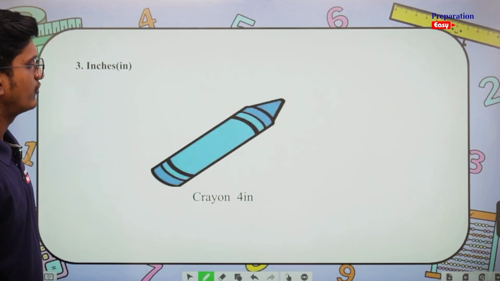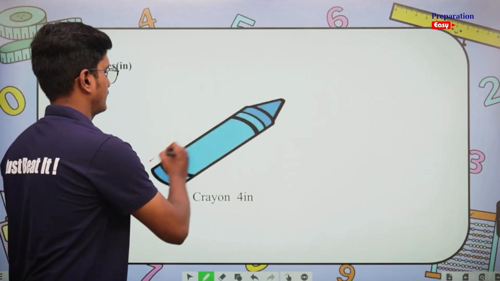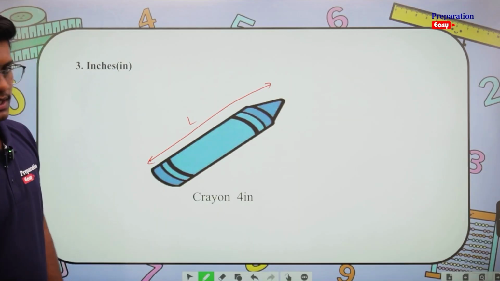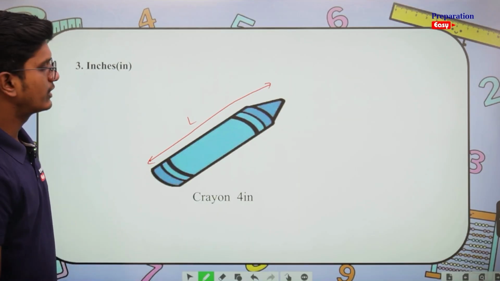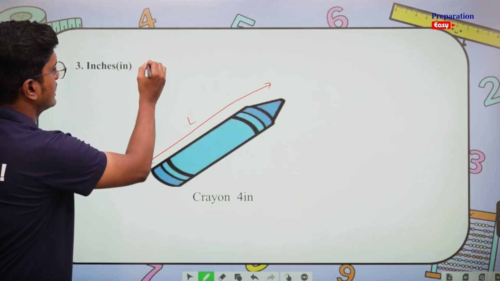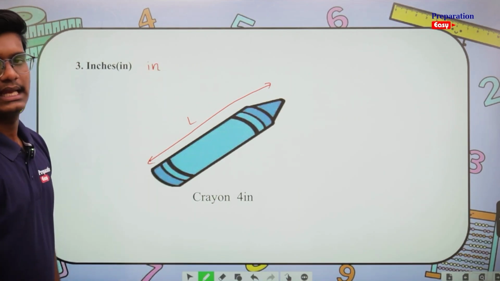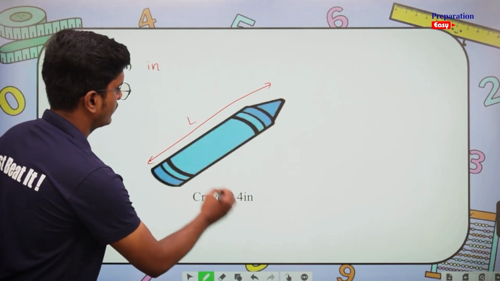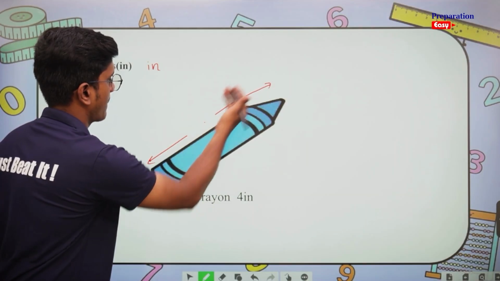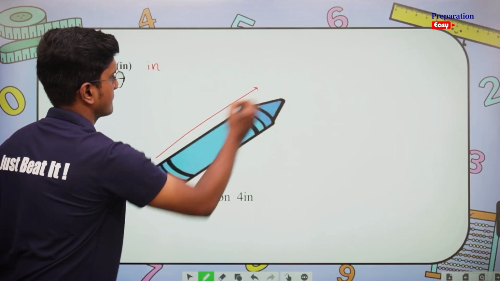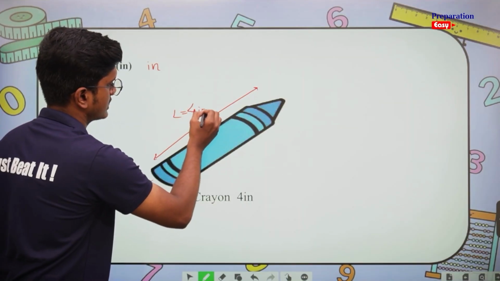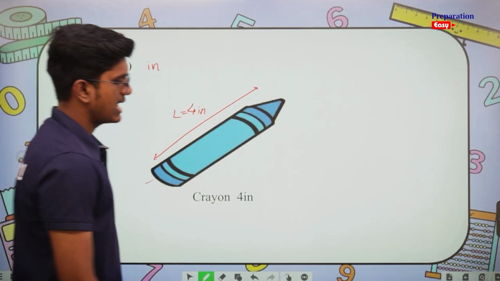Okay, we have one crayon over here, right? So the crayon is this much. It has a certain length, okay? And the unit of measurement to calculate the crayon's length is inches, which is written as in. So when we calculate the length of the crayon, we will get it as 4 inches. So the length of the crayon is 4 inches. So inches is written as in.